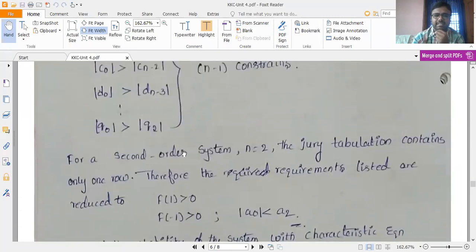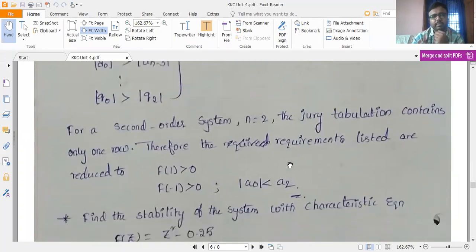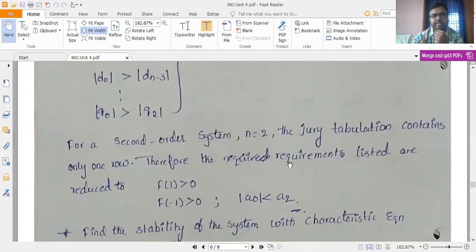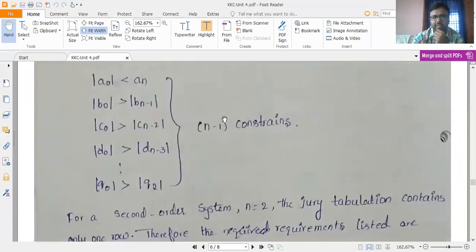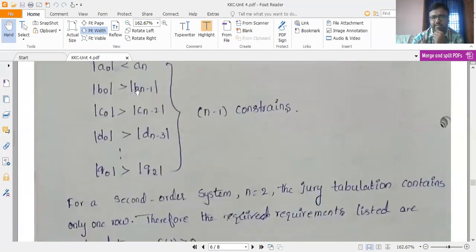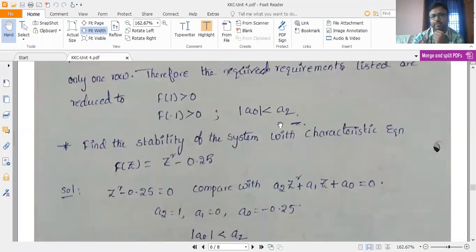Okay, so for a second order system, that means the order of the system n is equal to 2, the Jury stability condition consists of only one row. Therefore, the requirements are listed as f of 1 should be greater than 0, and as the order of the equation is 2, f of minus 1 should be greater than 0, and a naught should be less than a2.